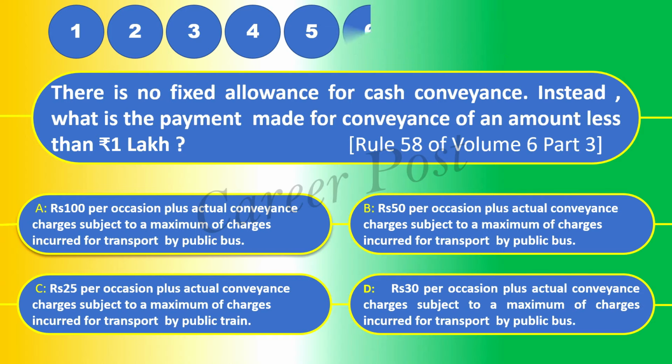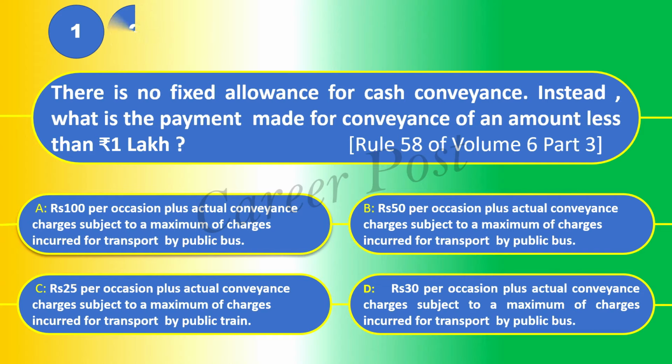There is no fixed allowance for conveyance, but some payment is made. What is that payment if it is less than 1 lakh from SO to BO or BO to SO, whatever it is? The answer is 30 rupees per occasion. If it is less than 1 lakh, that is 30 rupees per occasion plus actual conveyance charges. What is the train bus charge? That is limited to the maximum of bus fare.